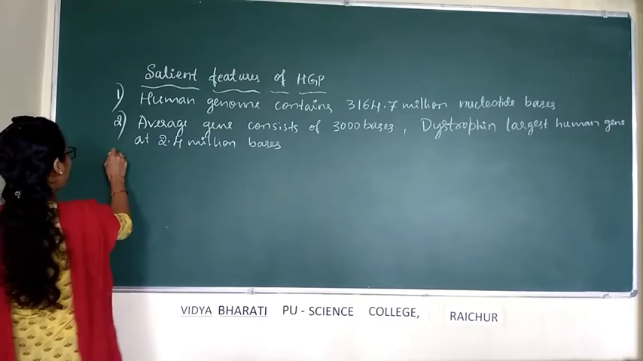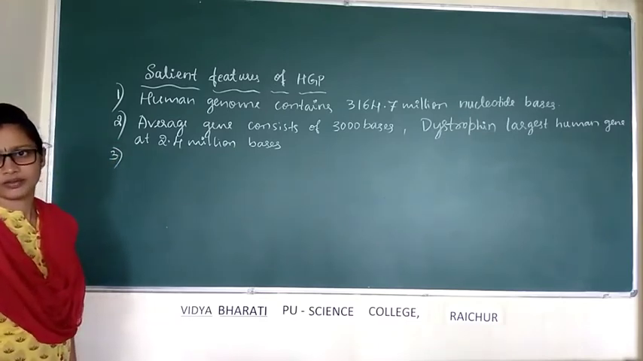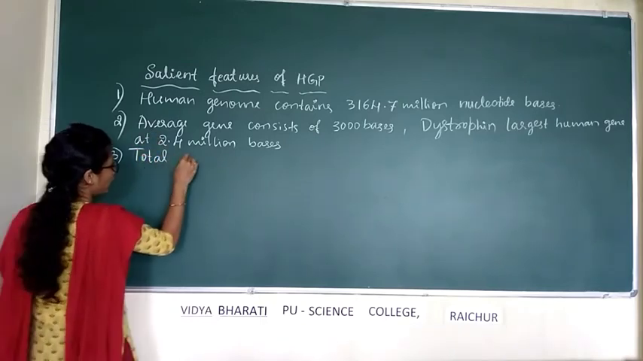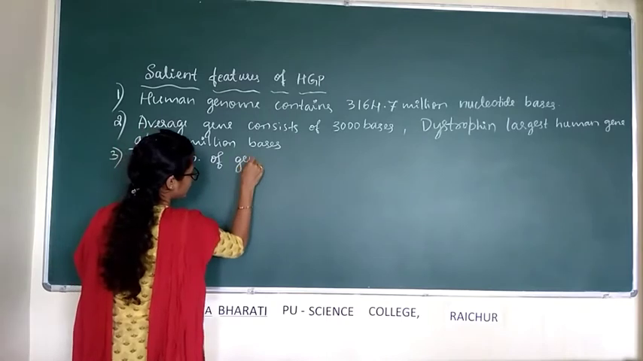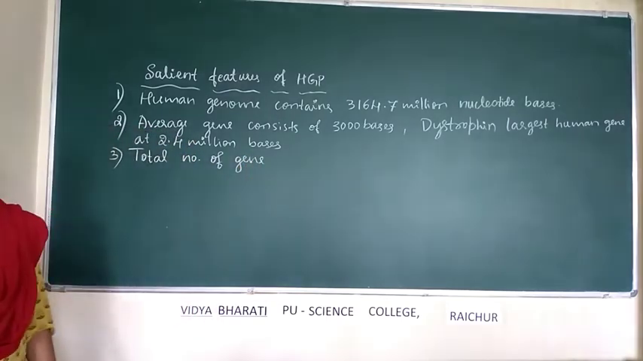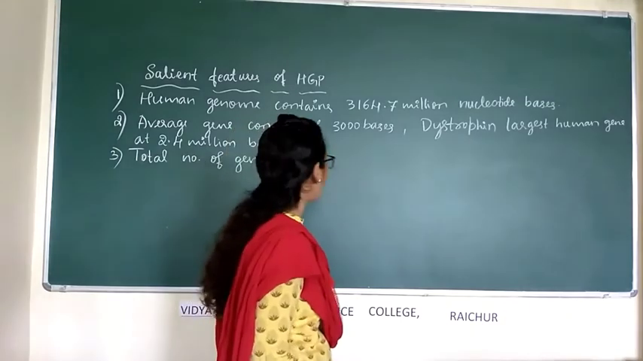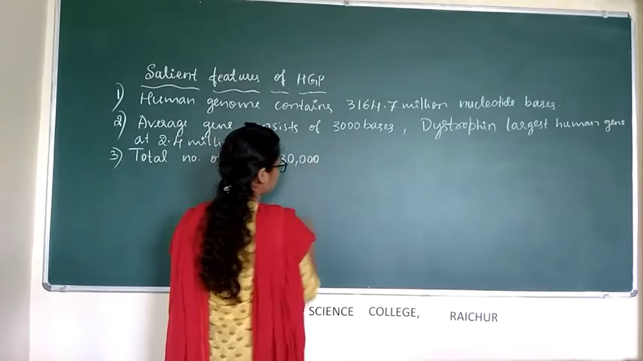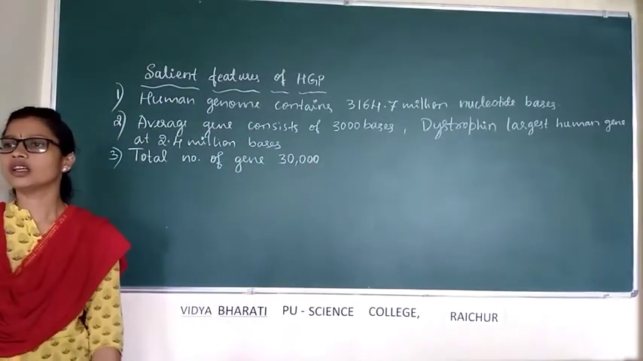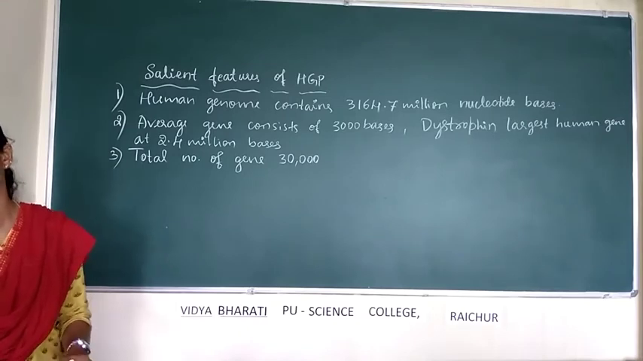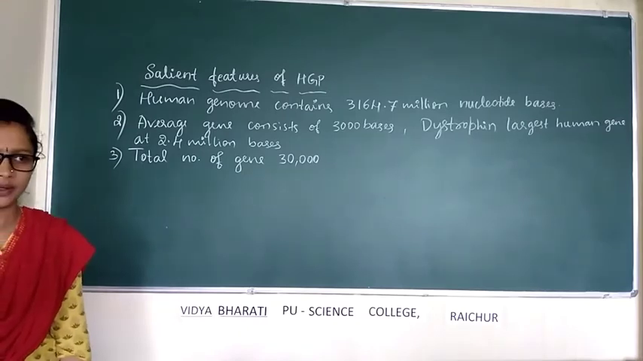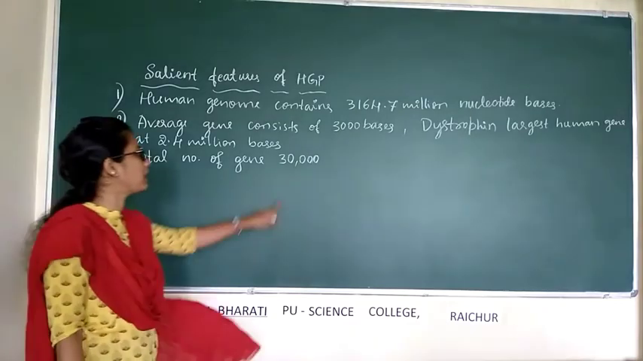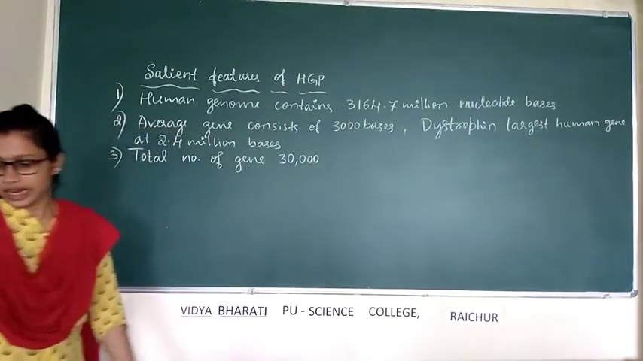Then the total number of genes estimated is around 30,000. Around 30,000 genes were identified by the Human Genome Project. The total number of genes is approximately 30,000.